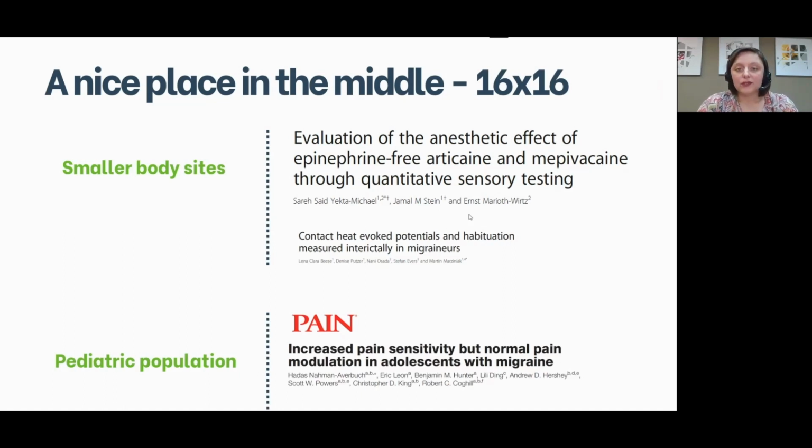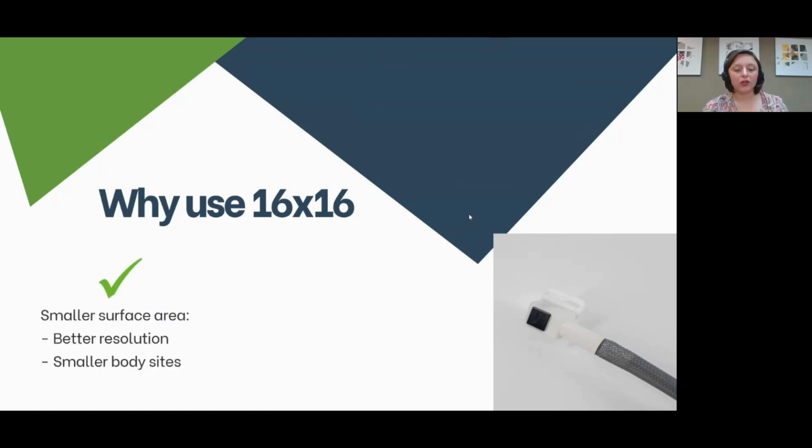Another possible reason to use 16 by 16 is if you use it on kids or children with chronic pain or with other conditions. In this example, this group is using a 16 by 16 thermode in adolescents with migraine, and this is another possible reason to use the 16 by 16 thermode. So why use it? We already mentioned it. You can cover smaller body sites. You can have better resolution between two body sites next to each other.